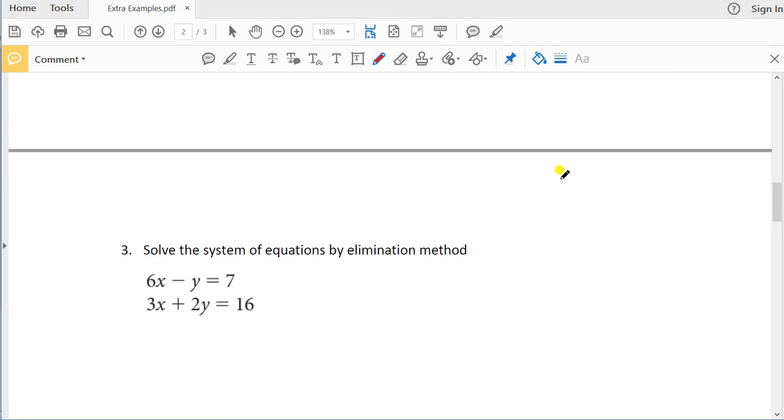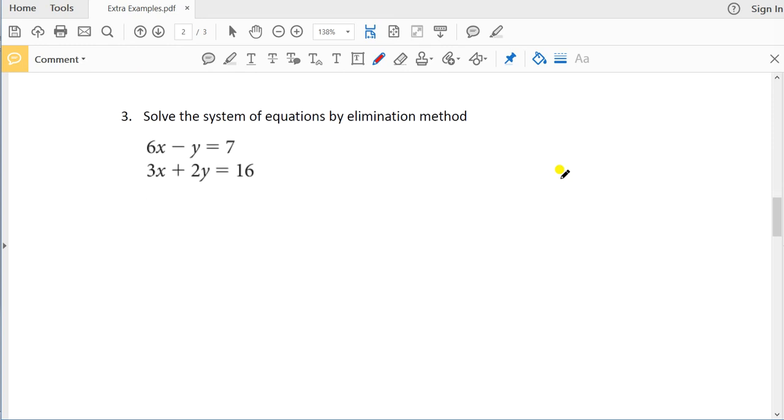Okay, the next example, we are solving the system of equations by the elimination method. Now the way that we do elimination is different from substitution. The first thing is you must somehow get the coefficients of x or y in the two equations to have opposite signs, so when we add them, either the x or the y terms is gone.